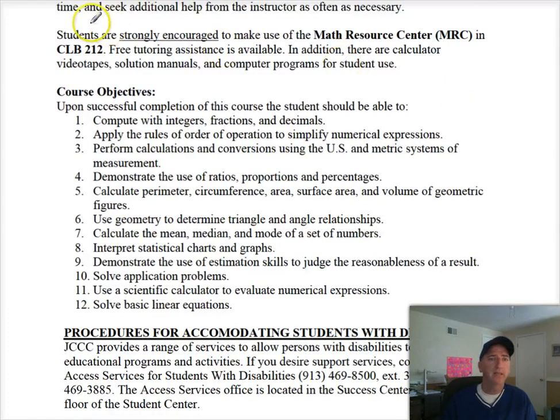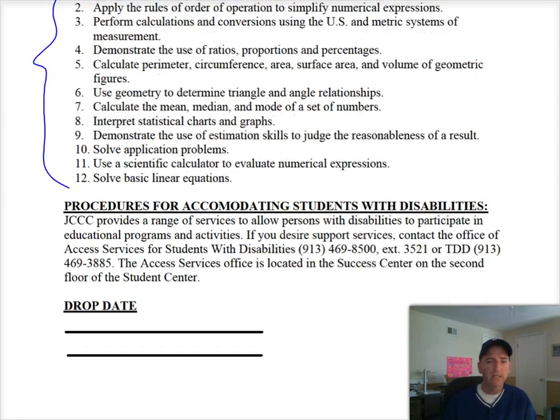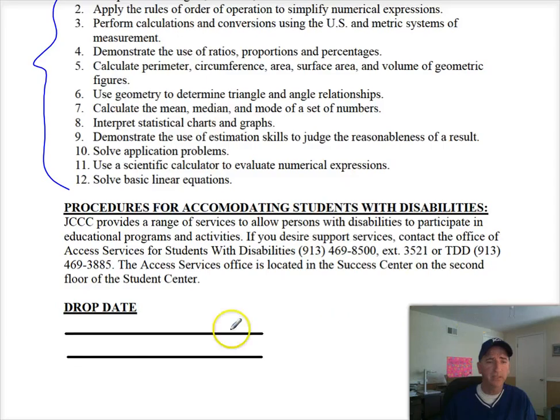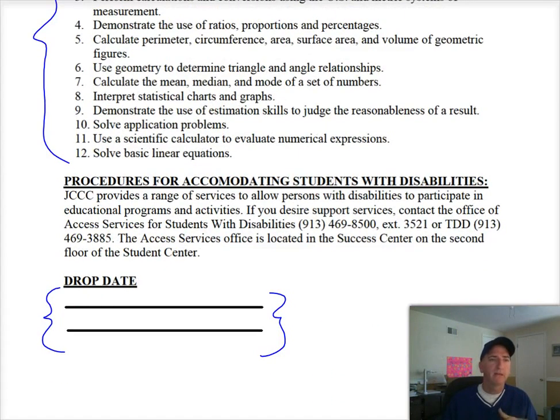All right, again, you're encouraged to use the Math Resource Center in CLB 212, and here are all of the math objectives that we will be covering in the class, as well as issues for students with disabilities, and information on drop dates will be printed in each syllabus specific to your semester. So make sure you take a look at those and be aware of that information.